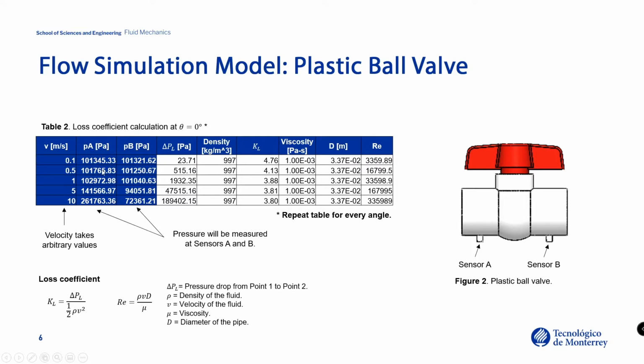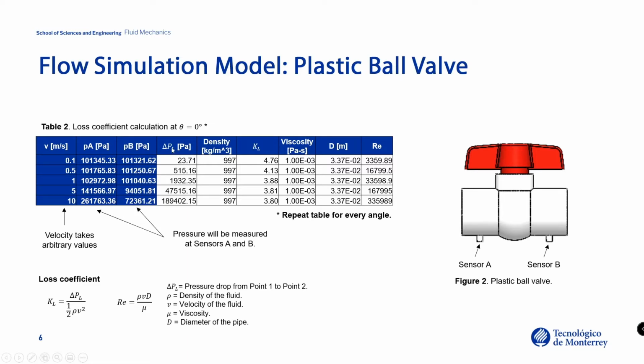As I was telling you before, we will have to define different inlet velocities. In this case, I'm ranging from 0.1 to 10 meters per second. For every single value of the velocity, we will obtain different values for the pressure A and pressure B. We're going to retrieve this data from SolidWorks, and we're going to process the information using Excel.